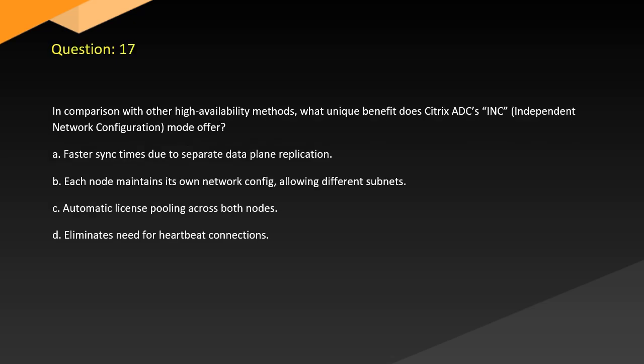Question 17. In comparison with other high availability methods, what unique benefit does Citrix ADC independent network configuration mode offer? A. Faster sync times due to separate data plane replication. B. Each node maintains its own network config, allowing different subnets. C. Automatic license pooling across both nodes. D. Eliminates need for heartbeat connections.